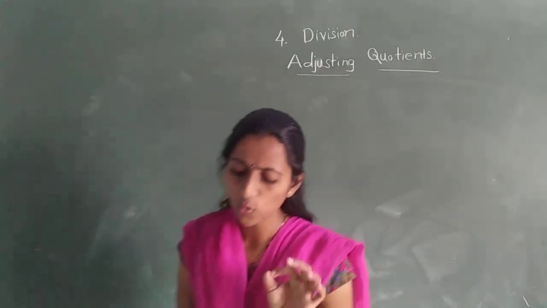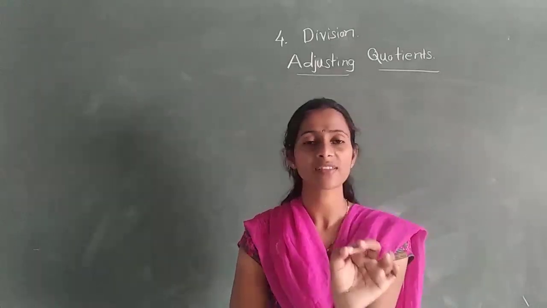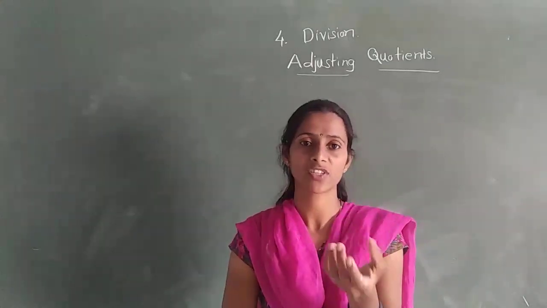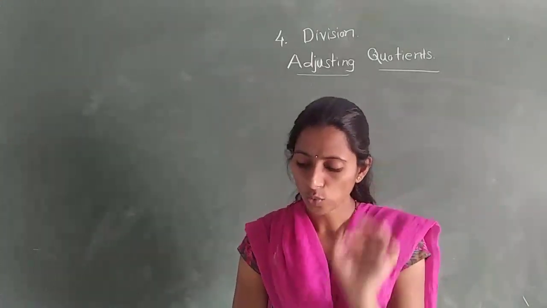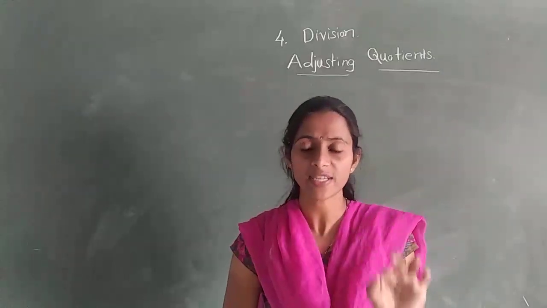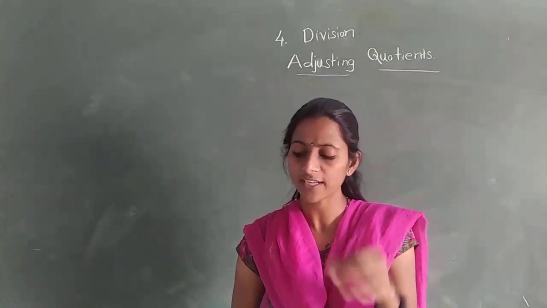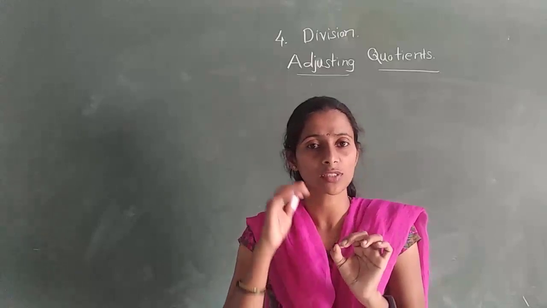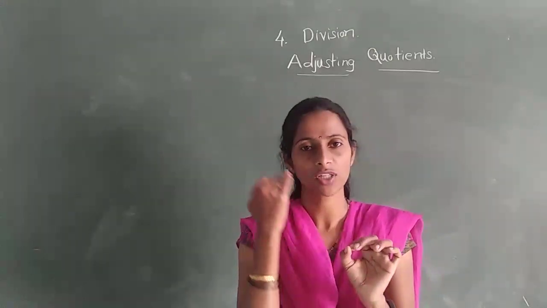Next, adjust the estimated quotient if needed. That means only if needed, adjust the estimated quotient, otherwise keep it as it is. The question is: adjust the estimated quotient if needed, then divide. Otherwise, same procedure.